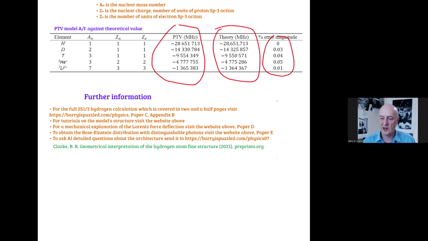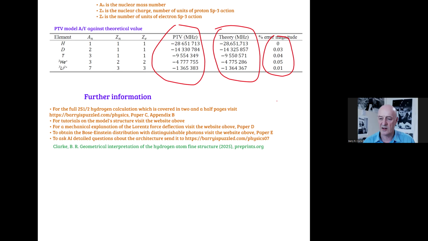And if you want to interrogate this model in great detail, you could go to an AI system like ChatGPT or Gemini or Meta or Claude. And if you give it the link barrierspuzzle.com/physics07, it will be able to assimilate all the details of the model incredibly quickly and answer your questions in great detail. So that's the hyperfine calculation for the hydrogen atom.